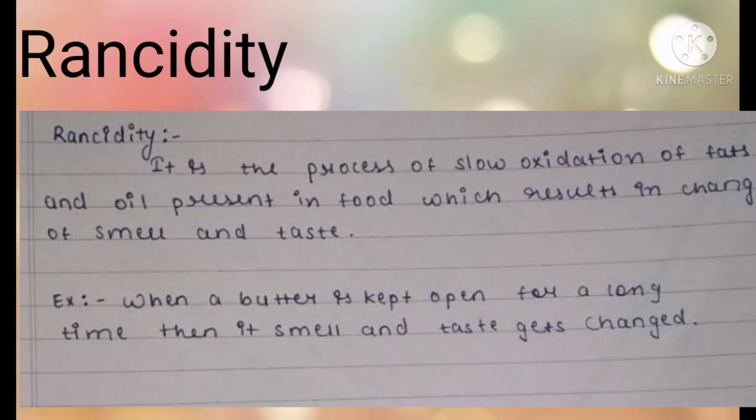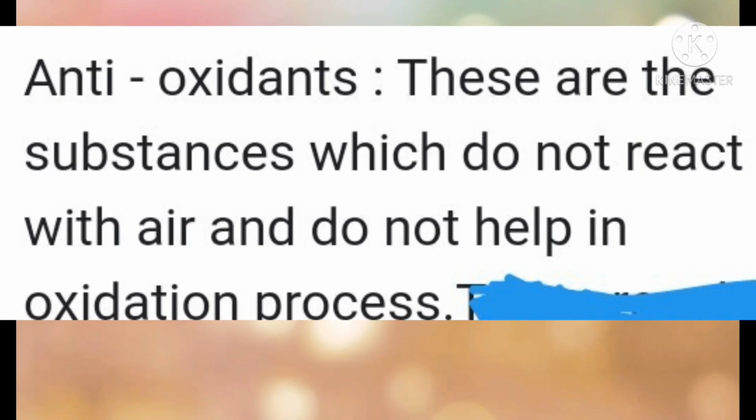What is rancidity? It is a process of oxidation of fat and oil content in the food materials. If the oil or fat is oxidized, the food smells very bad. In order to save the food from this rancidity, or from this bad smell or bad taste, we have to add some antioxidants. What is antioxidant? It is a substance which does not allow the oil or fat to oxidize. So the food is preserved.